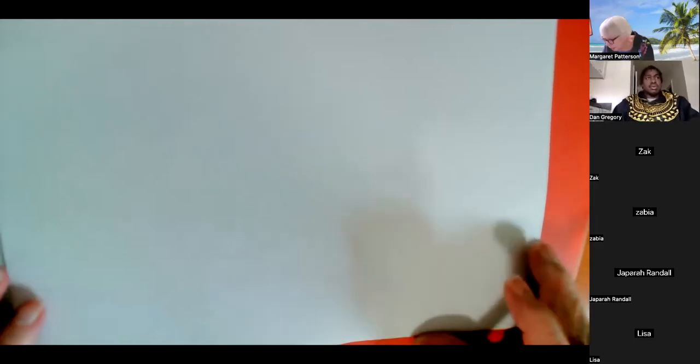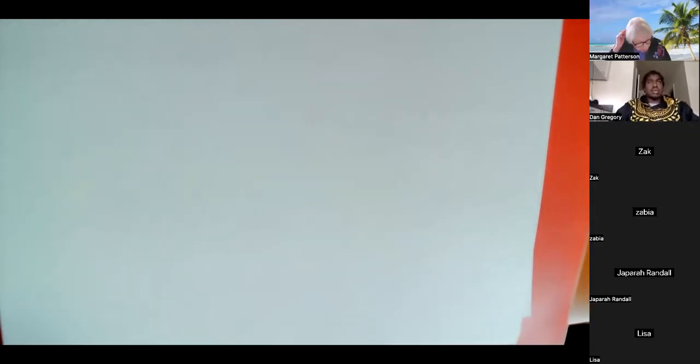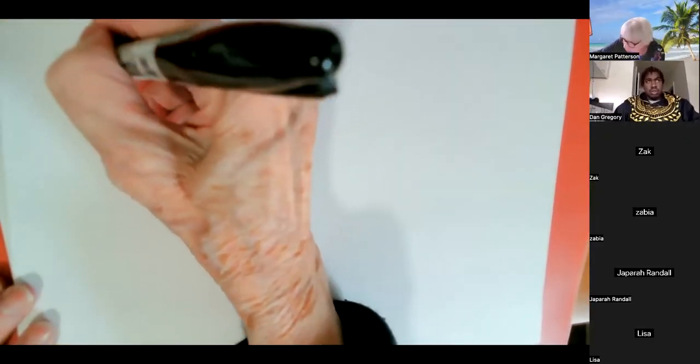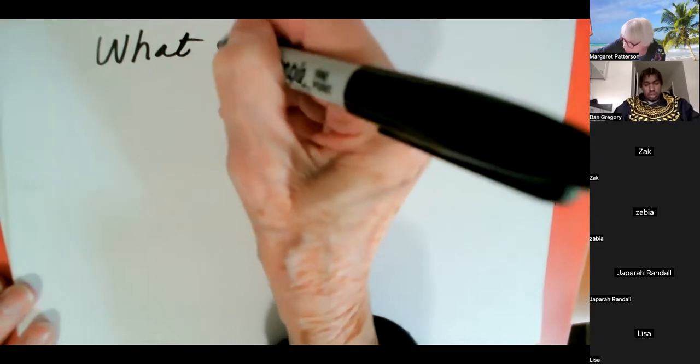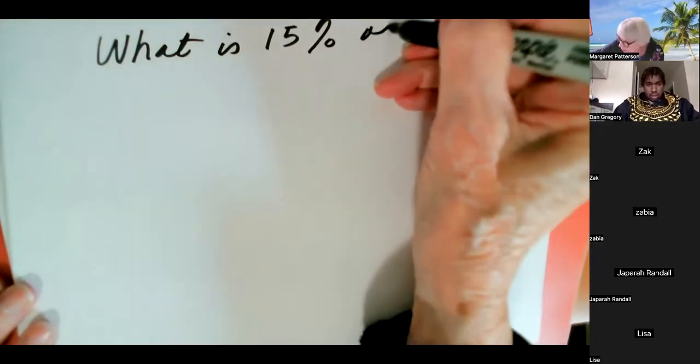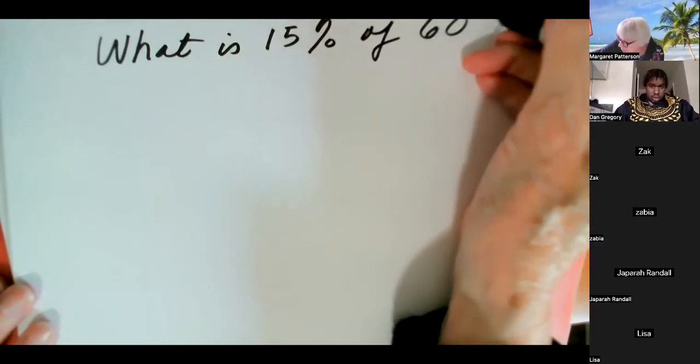So you'll get a little bit better at fractions and percents and decimals as we go on. But what we want to do next is actually try a percent problem. So here's our first one. What is 15% of 60?